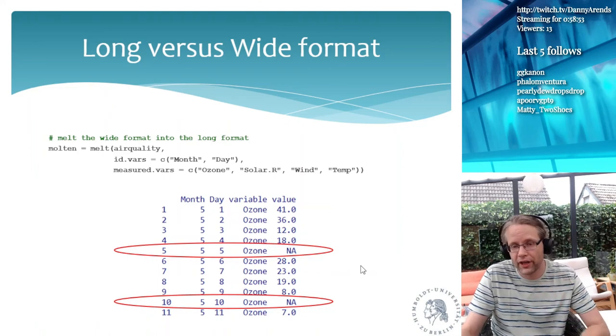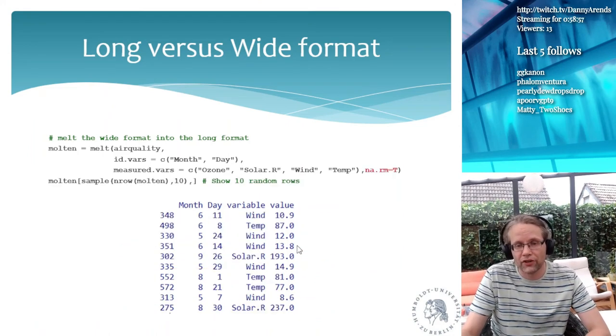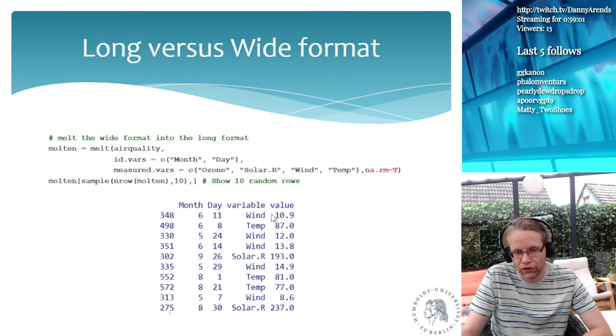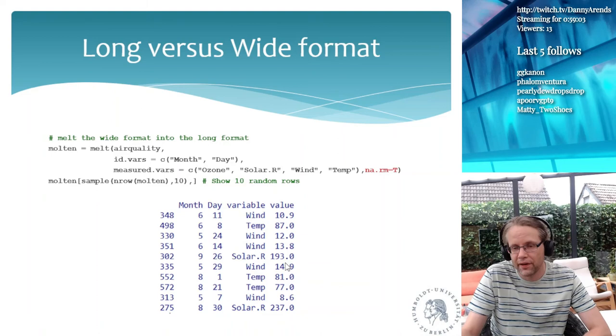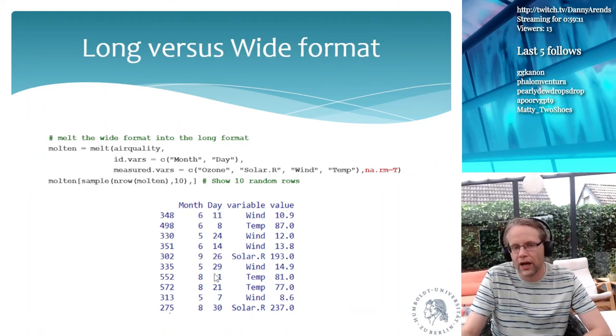So the nice thing is we can automatically get rid of that, because we can say na.rm equals TRUE, and then it will just leave out the NA values. So once it sees that one of the measured vars has an NA in there, then it will not add an additional line. So when we then sample some random numbers, when we show 10 random rows, we now see that there is no NA value occurring anymore.